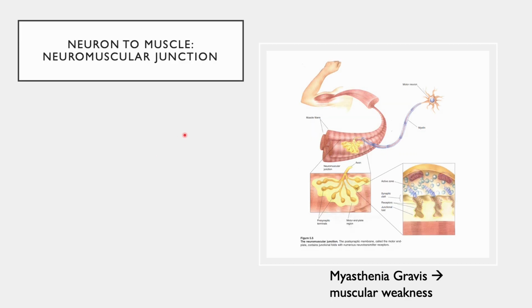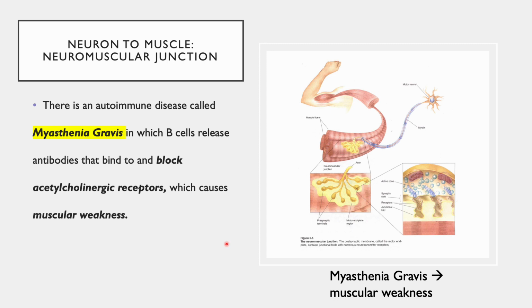The neuromuscular junction is immensely critical in ensuring that we can move properly. Our nerve cells need to be able to synapse onto muscle fibers and perform properly in order for us to command motor movement and to prevent unwanted movement. Sometimes this is sadly disrupted, and an example of this is an autoimmune disease known as myasthenia gravis. This is a disease in which B cells release antibodies that bind to and block the acetylcholinergic receptors at the neuromuscular junction, and this causes muscular weakness.